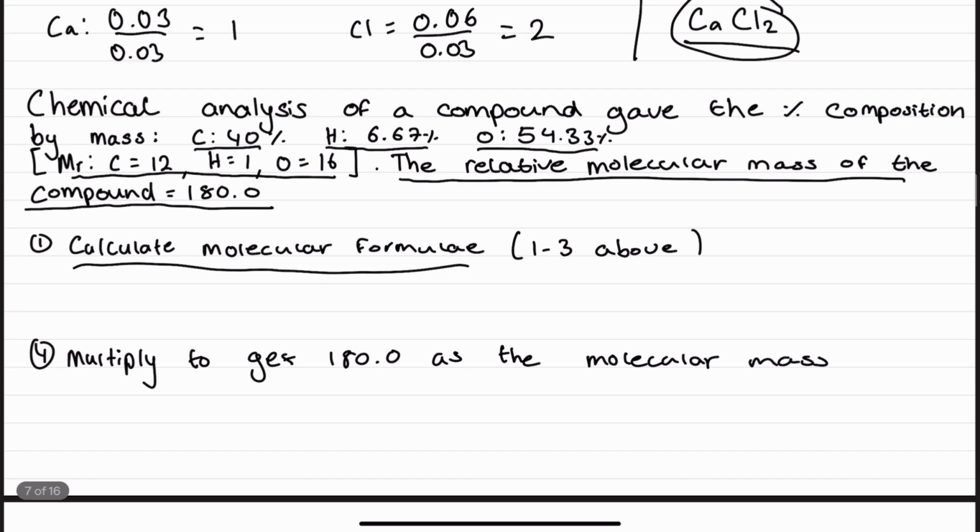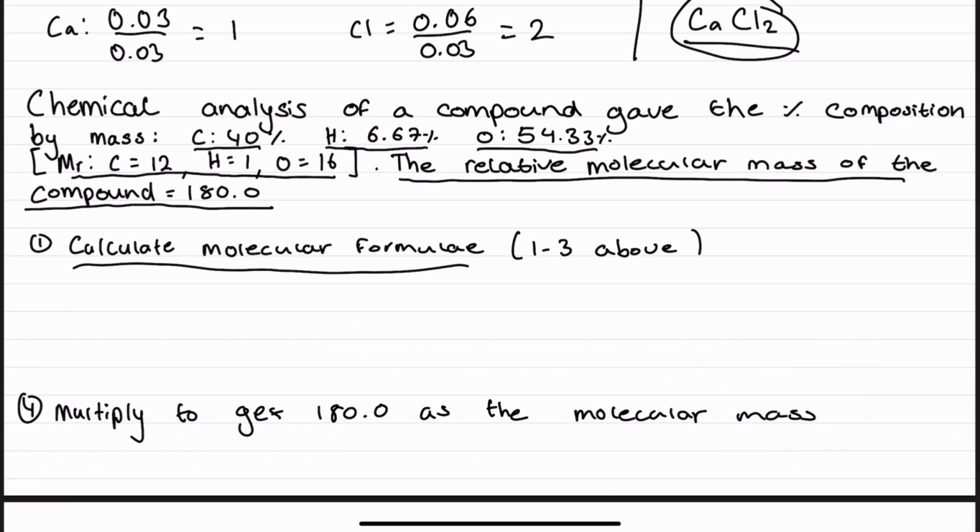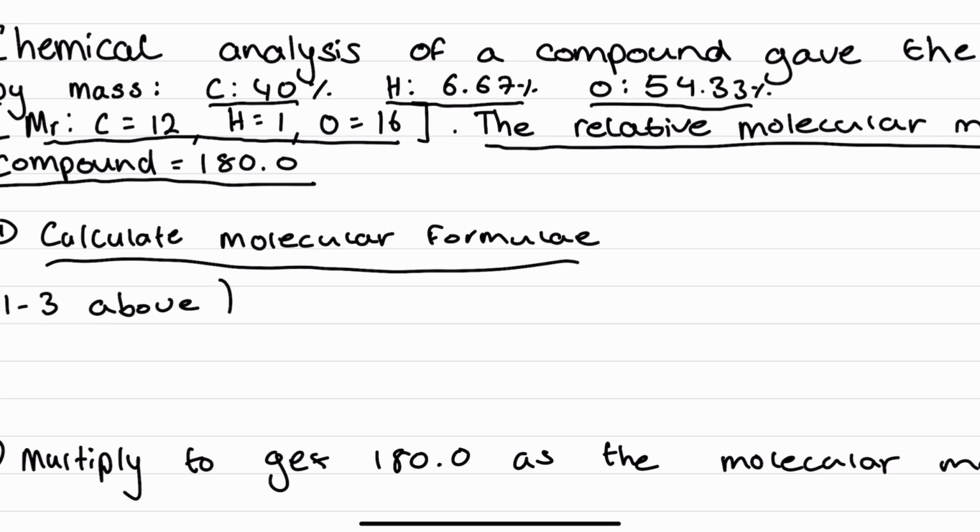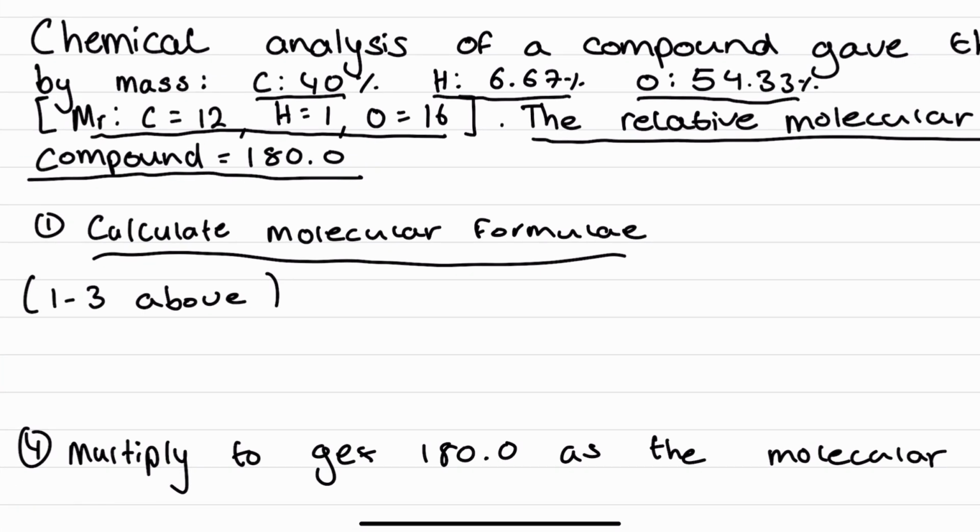Right, so, step 1, to calculate the molecular formula, let me just drop this down here, is to do these steps 1 to 3 above, the exact same. Now, this is a percentage composition question. So what we have to do is take these percentages as masses, right? So if we're doing that, then pretend these percentages are masses, then we know that we've got masses for each element here. We've got the molar masses.